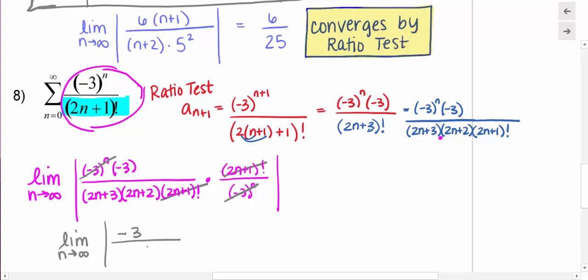Negative 3 is all I have left in the numerator. And my denominator is 2n plus 3 times the quantity 2n plus 2. Again, this is in absolute value bars, but it really isn't going to matter in this case because as n goes to infinity, this limit is 0, which is definitely less than 1. So I would say the series converges by the ratio test.